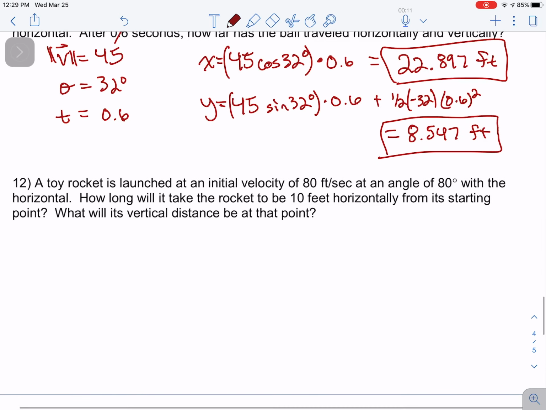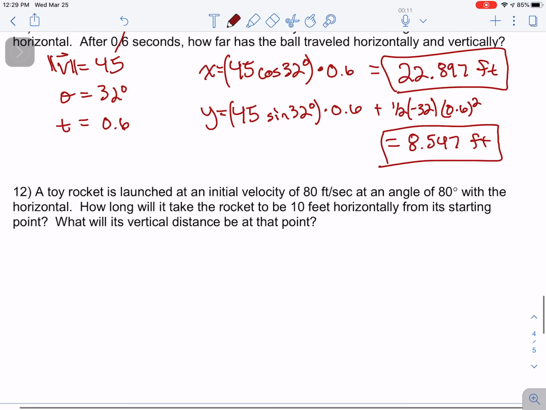I like 12 because it's not just plugging in. You got to do a little bit of thinking here. So if you want to try it out just to see how you do, go ahead. It's a little bit different. It's not just plugging in. We give you some different variables, but go ahead and give it a try.